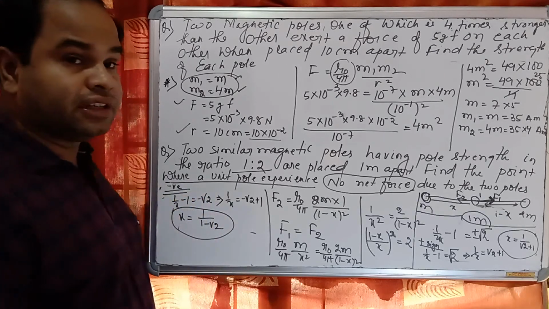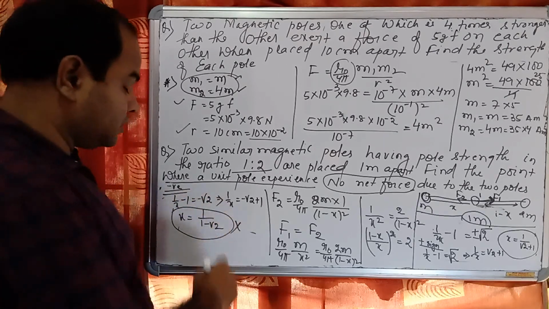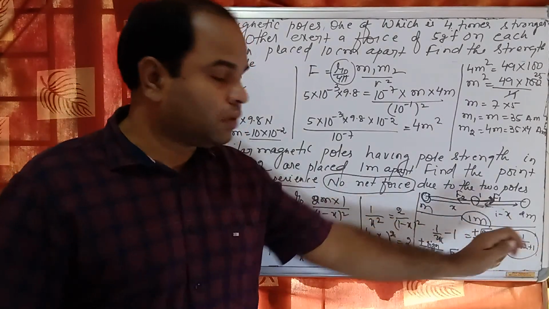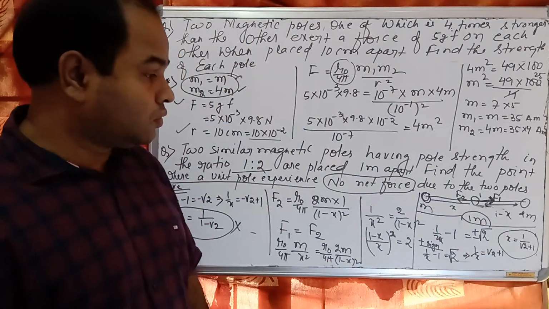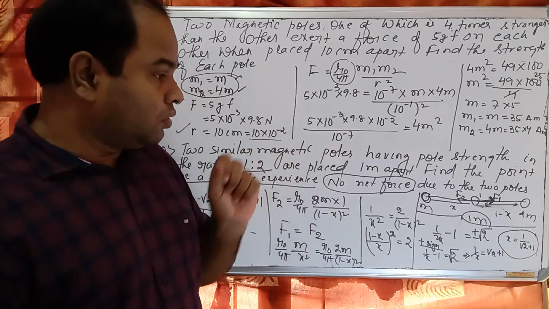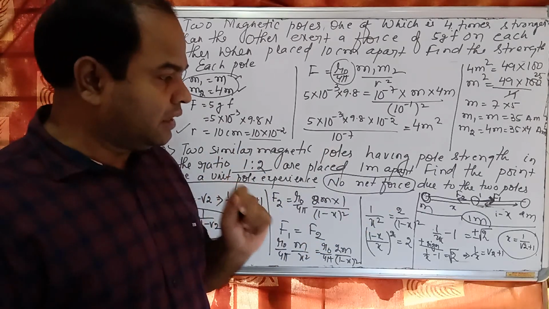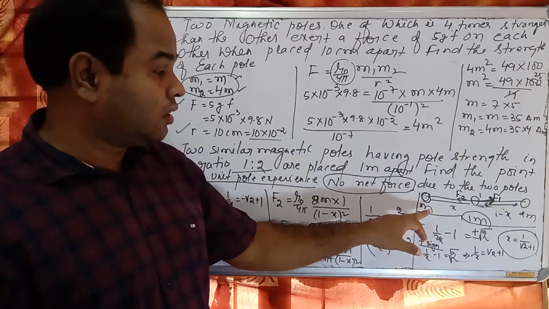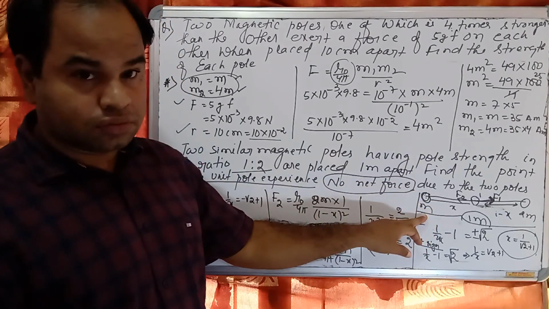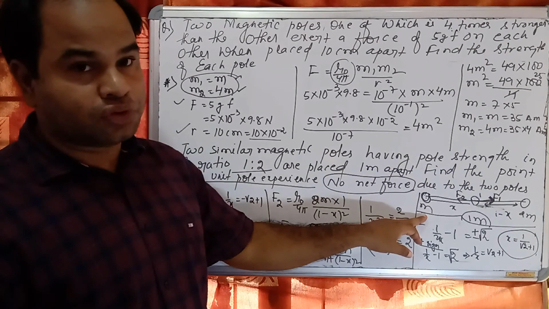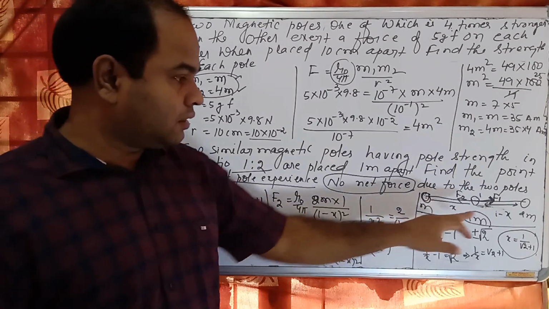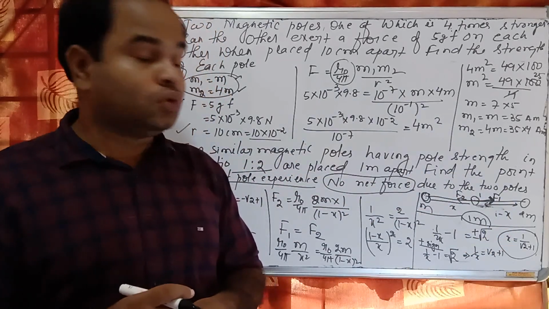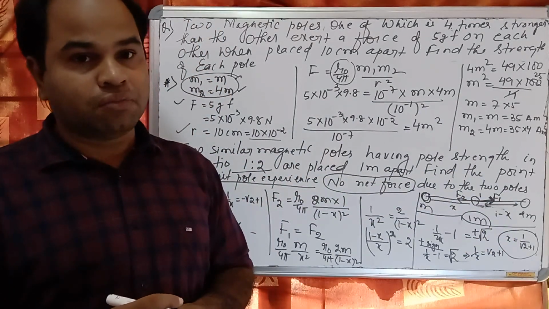Here the value of x comes out negative, so that is not valid. So the answer is x is equal to 1 by (root 2 plus 1). The unit pole should be placed 1 by (root 2 plus 1) distance from the first pole, the pole having pole strength m, and that is 1 minus 1 by (root 2 plus 1) distance from the second pole. Okay.